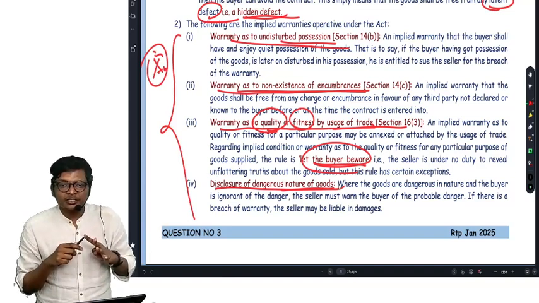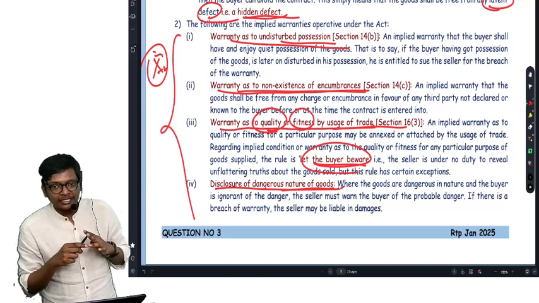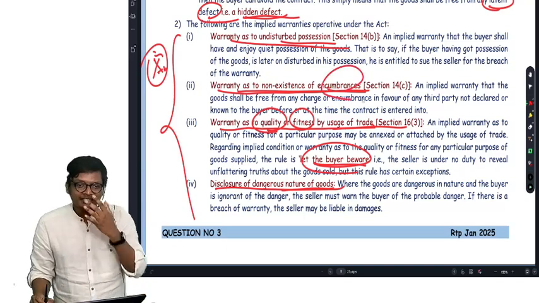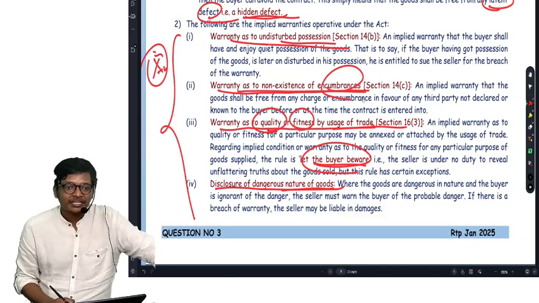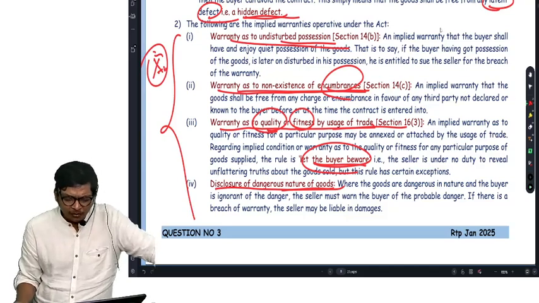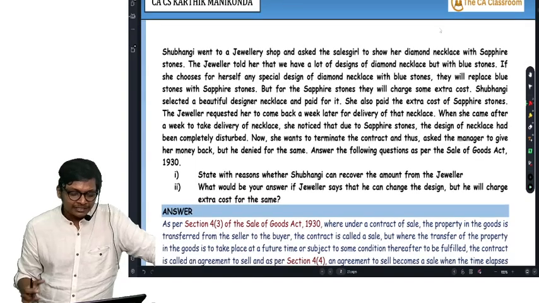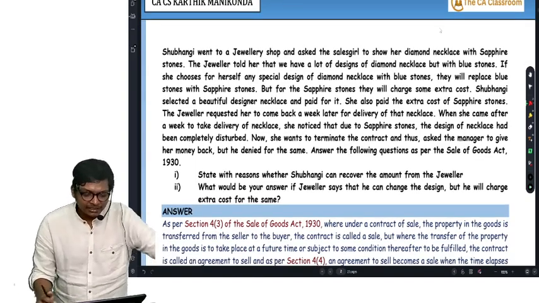Warranty as to undisturbed possession, then encumbrance is not there, quality or fitness by usage or trade, and disclosure of dangerous nature of goods. Straightforward points. Any doubts here? Okay, fine. Now the case study. Finally we reached the case study.